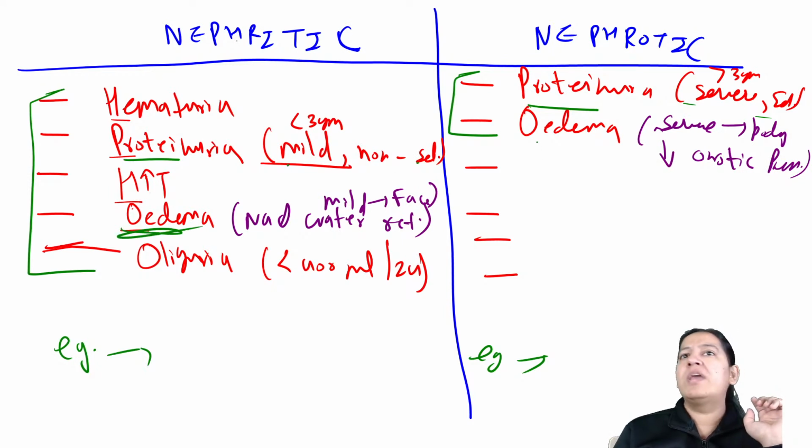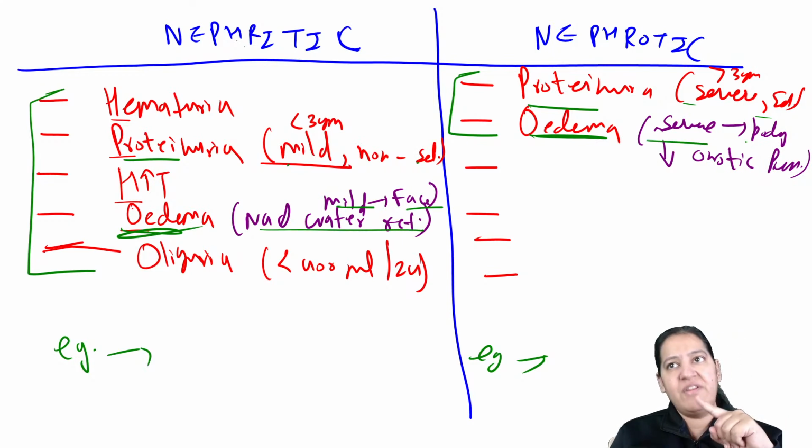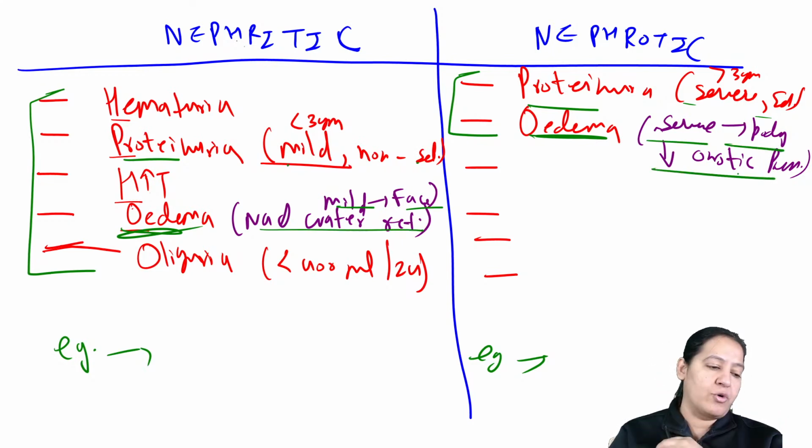Edema here also, here also. But in nephritic, it is mild only on face due to sodium water retention. In nephrotic, it is severe throughout the body, and it is due to decreased oncotic pressure. Everyone give me a thumbs up. Very good, sweetie. Very good. Have you got it?